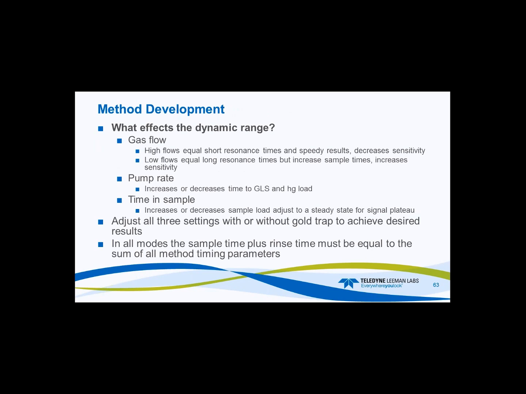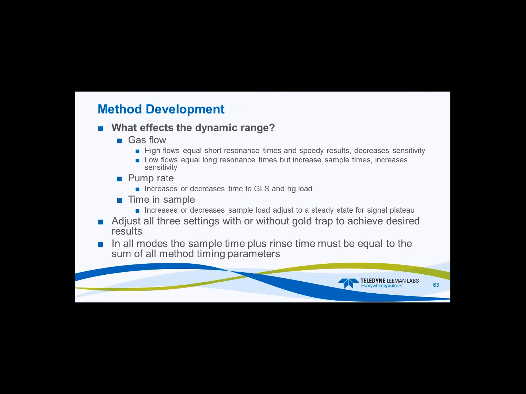So what affects the dynamic range in a continuous flow system? High flows will equal short residence times within the detector. That gives you speedy results, but it also decreases the sensitivity. If you lower the gas flow, that will increase the time in the detector. So that increases the sample times and sample rates, but that will increase the sensitivity.